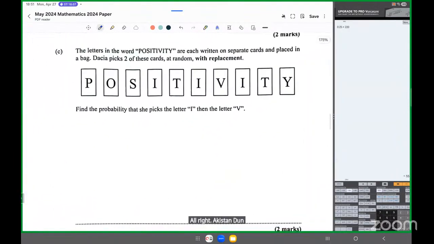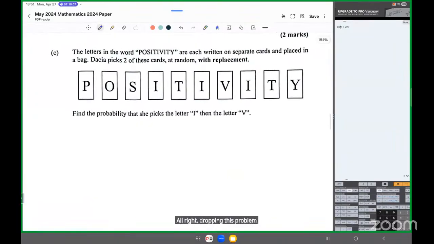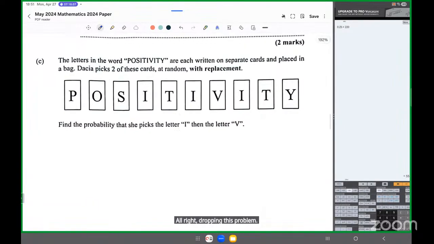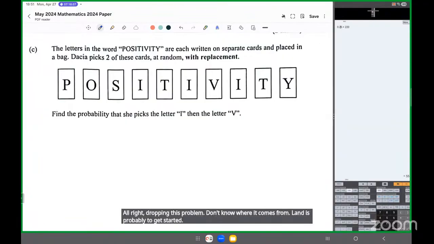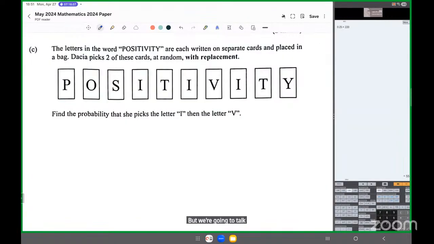Then the probability question that dropped on us this year. I don't know where it came from. We're going to talk about probability and so on, all the sets, the topic of sets. But I don't normally say probability question here.